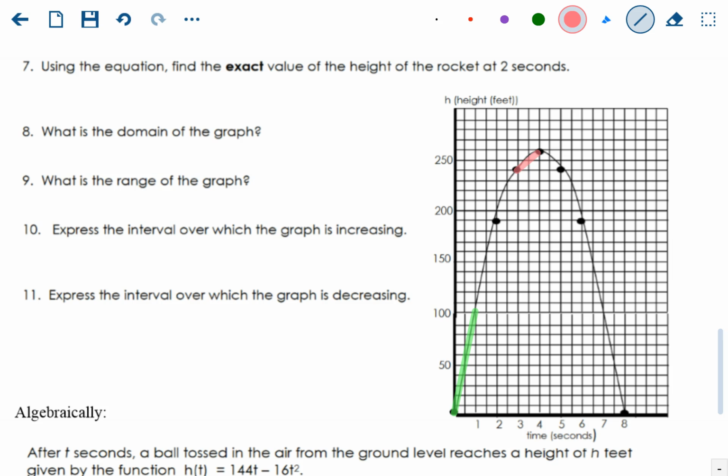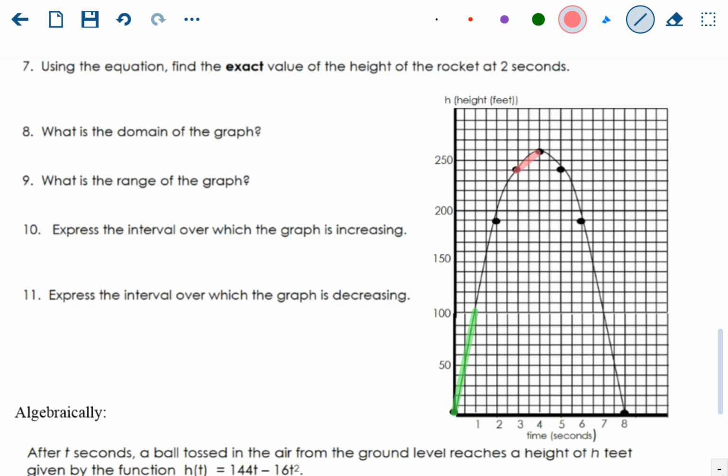So now we have to figure it out on the red line, 3 to 4 seconds. 3 to 4 seconds is up towards the top. If you look on the graph, 3 to 4 seconds is roughly between 240 and 260. Those aren't exact, but that's an estimate. That's 20 feet. 20 feet per second versus 112 feet per second.